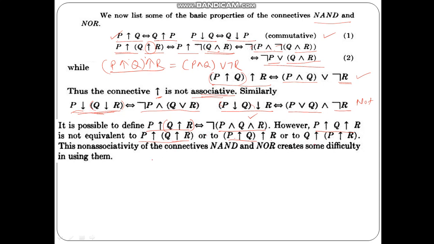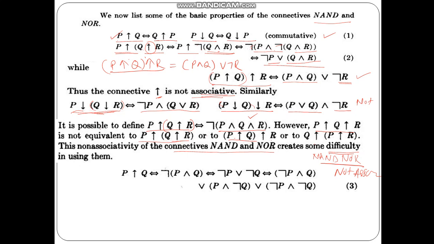So this non-associativity of the connectives NAND and NOR creates some difficulty in using them. Whenever you are using a NAND gate or NOR gate, you should remember that NAND and NOR are not associative. You should always remember this.